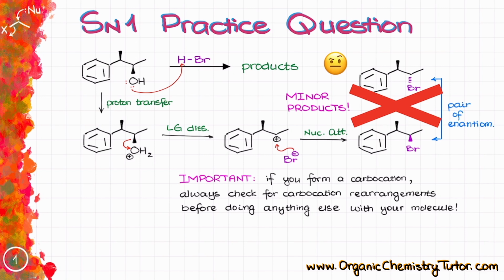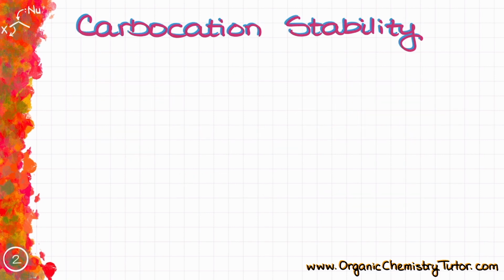And since intramolecular processes are typically significantly faster than intermolecular ones, meaning that the processes within a molecule are faster than the processes between molecules, the carbocation rearrangement will typically occur before any nucleophilic attack or any other interaction you may think for your molecule. So let's first look at the carbocation stability trend and which factors influence it.